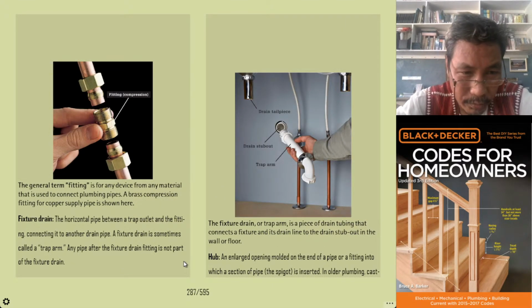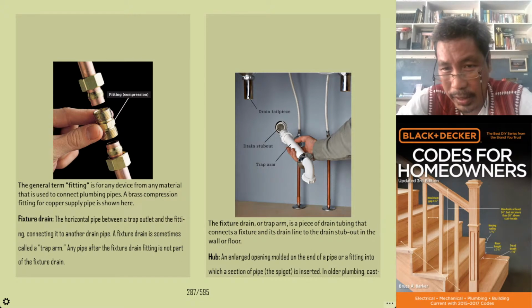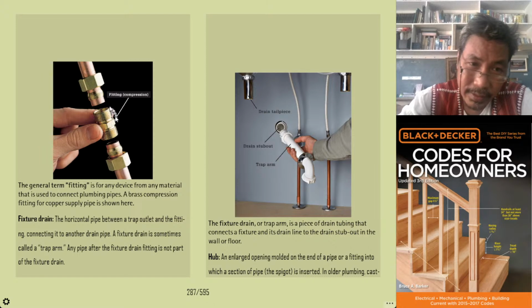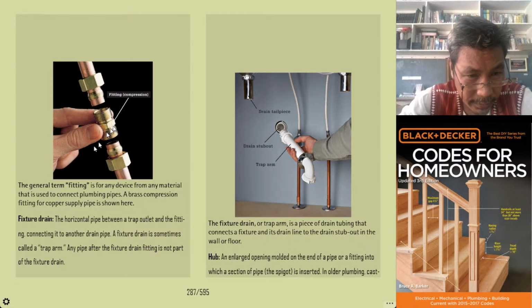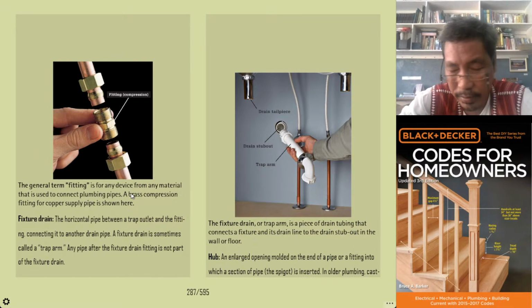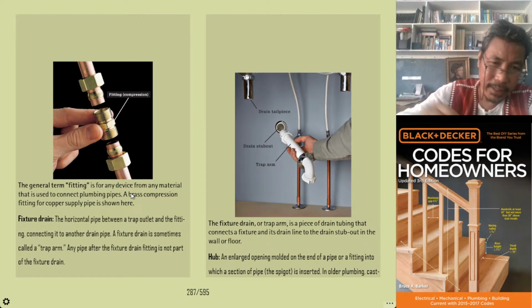Okay, we have another picture. We have the fittings. So this is what we call fittings. As you can see clearly, that is the fitting, the piece that the fingers are holding. The general term fitting is for any device, from any material, that is used to connect plumbing pipes. Any provision for connecting plumbing pipe is what we call fittings.